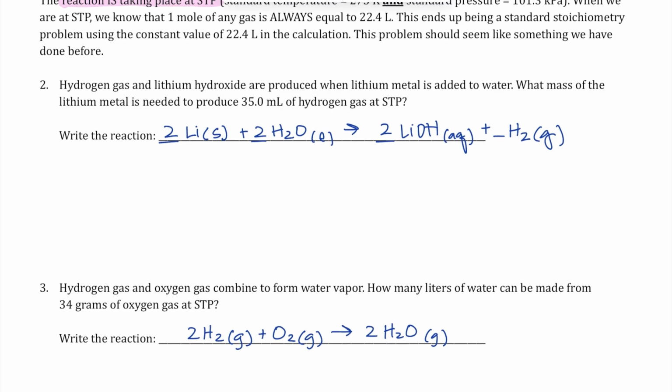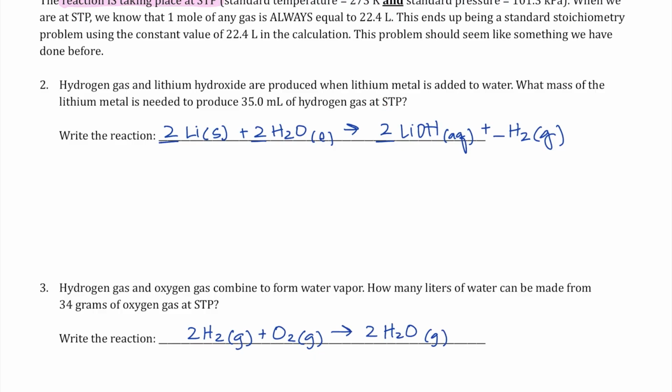I went ahead and wrote out our reaction for us. Hydrogen gas and lithium hydroxide are produced, so those are my products, when lithium metal is added to liquid water. What mass of lithium metal is needed to produce 35 milliliters of hydrogen gas at standard temperature and pressure?